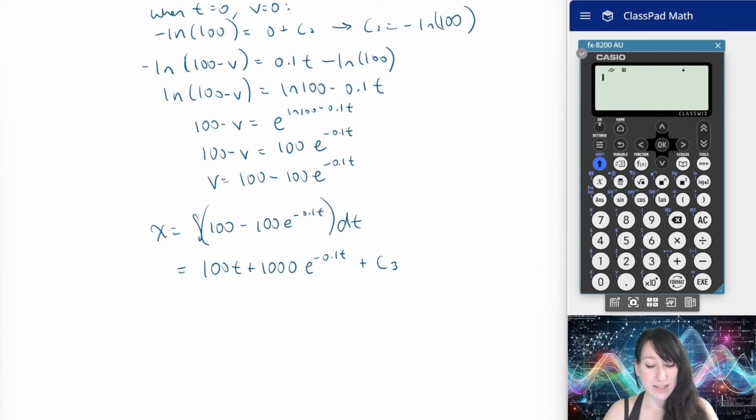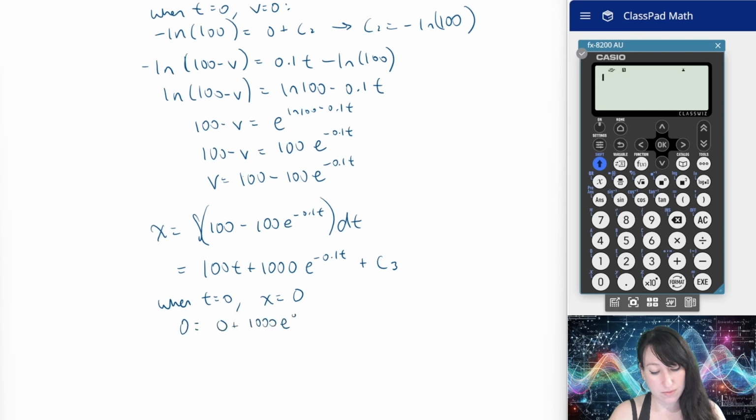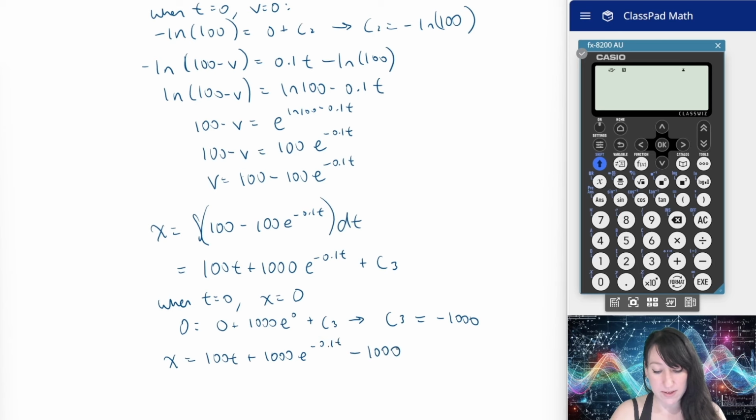So x is 100t plus 1000e to the negative 0.1t plus a constant. Now, when t is 0, x will be 0. So that gives us C3 equals negative 1000. So x is 100t plus 1000e to the minus 0.1t minus 1000.